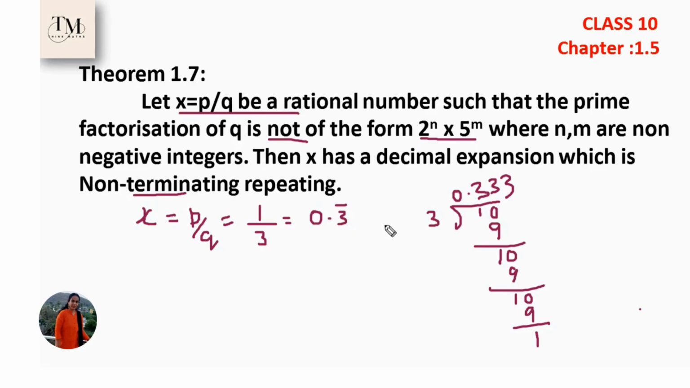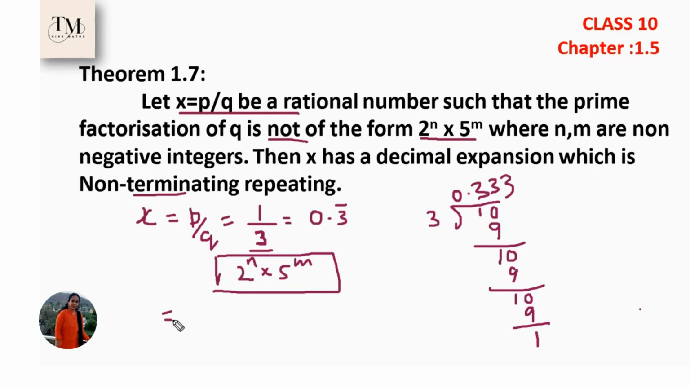That is non-terminating repeating, because we took 1 by 3. This 3 cannot be expressed as 2 power n into 5 power m. So if the denominator in the rational number cannot be expressed as 2 power n into 5 power m, then its decimal expansion will be of the form non-terminating and repeating.